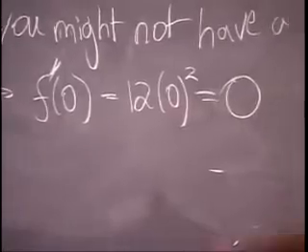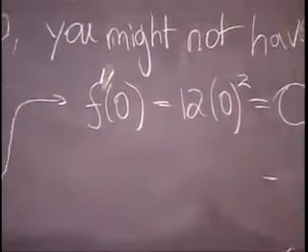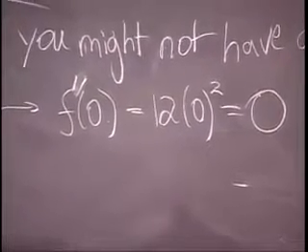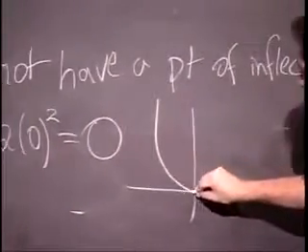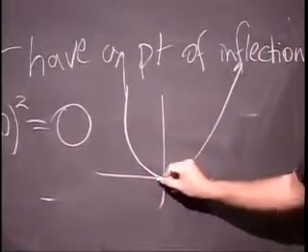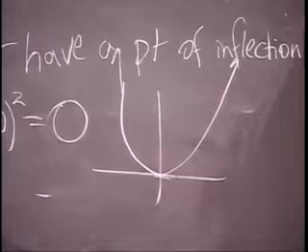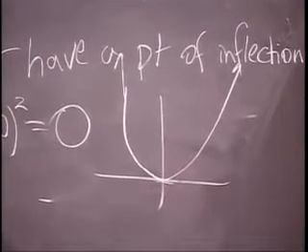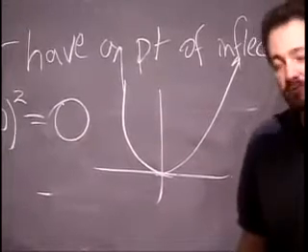If we get this wrong, we are going to say, oh yes, the second derivative is 0, therefore we have a point of inflection. But that is not true. Look at the curve. It's a minimum. It's a local minimum. It's not a point of inflection at all. Y equals x to the 4th. Not a point of inflection. So it's a trap that you should not fall into.